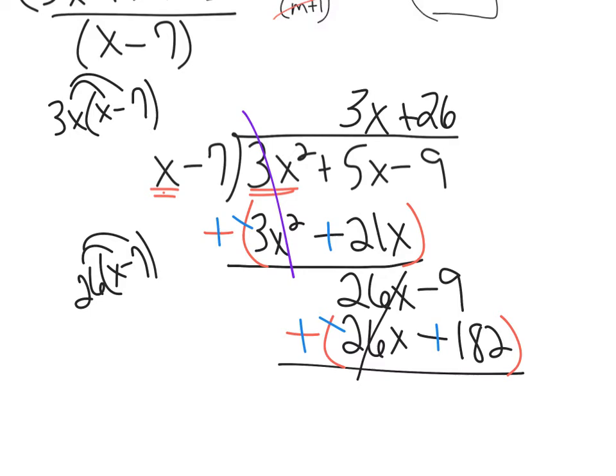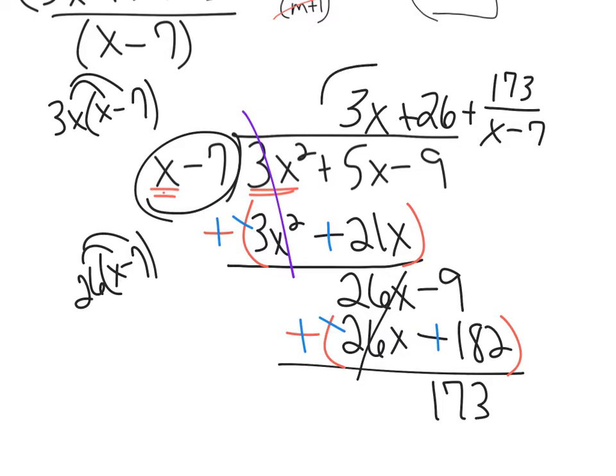This first part's going to cancel out then. And then this would be 173. And I told you I made this up. The numbers are not nice. So this part is what's left. So we have 173 left out of x minus 7 that we were dividing by. So that would be our final answer for this problem.